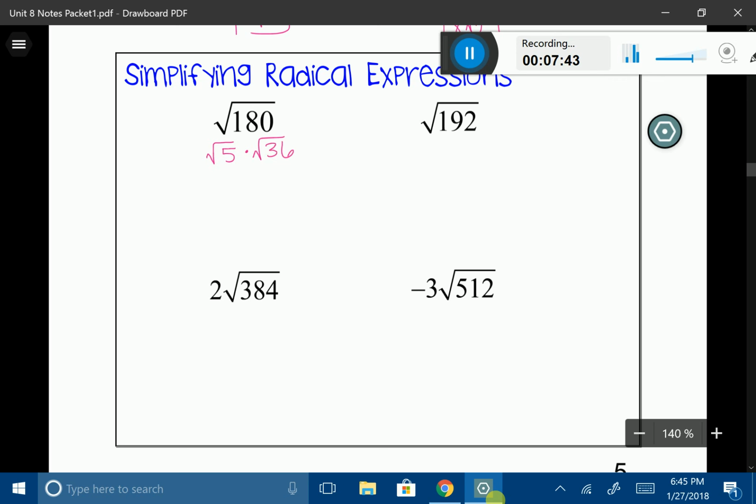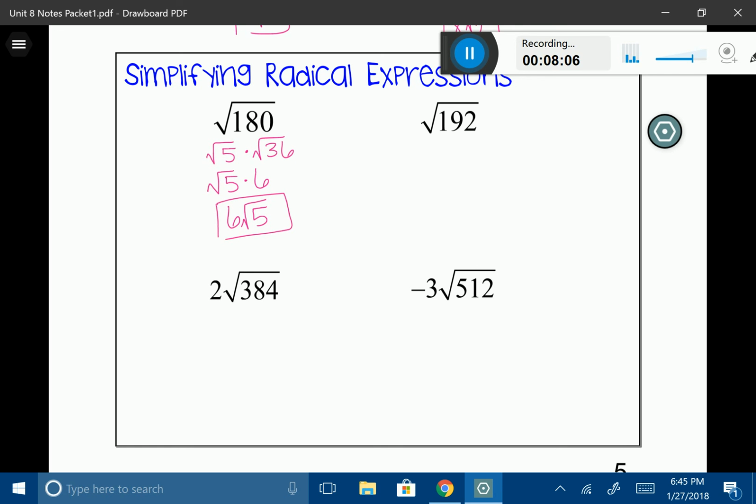The square root of 5 is already simplified because I can only break it into 1 and 5, which would end up, I'd have to do the product rule and bring them back to 5. So square root of 5 stays the same. Square root of 36 gives me a 6, and I'm going to rewrite it with my coefficient out front, 6 square root of 5. And I have simplified my radical of 180.